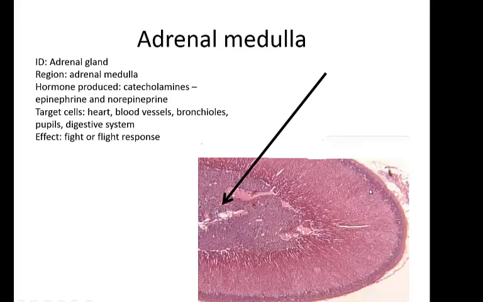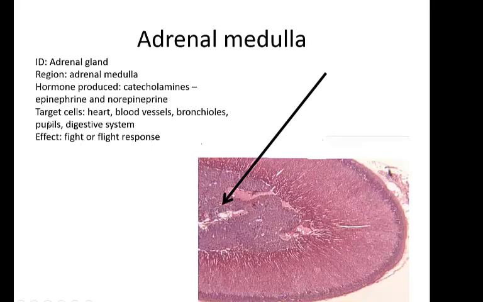Unlike this outer whole region, which is made of endocrine tissue, this whole inner region is made of sympathetic nervous tissue called chromaffin cells. And so what those chromaffin cells do is they release the catecholamines, and the catecholamines are epinephrine and norepinephrine. And I misspelled norepinephrine, of course I did. And what they do is they enhance the fight or flight response.